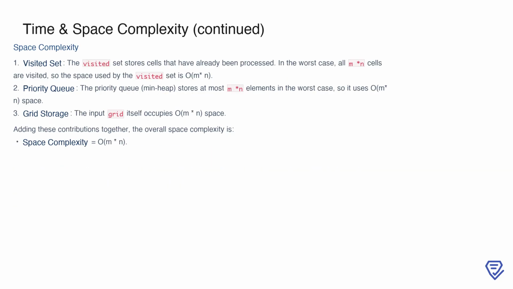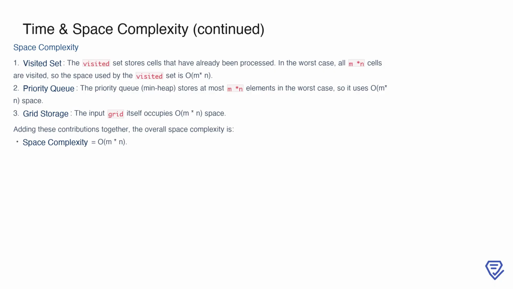Now let's evaluate the space complexity of the algorithm. First, there's the visited set, which keeps track of all cells that have been processed. In the worst case, all m*n cells are visited, meaning the space used by the visited set is proportional to O(m*n). Next, the priority queue, or min heap, can also store up to m*n elements in the worst case, so its space usage is also O(m*n).